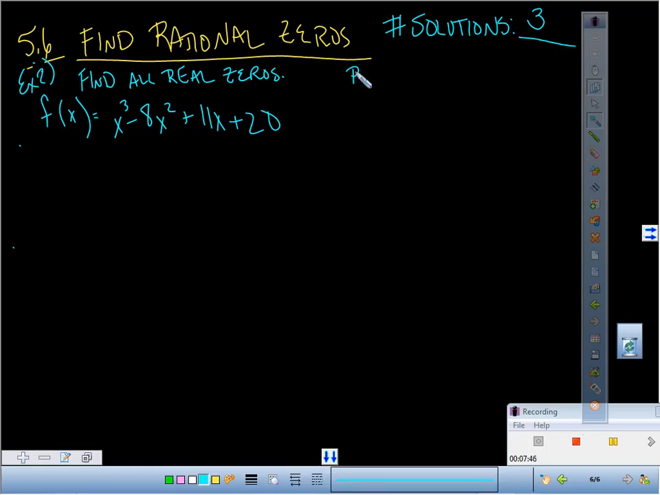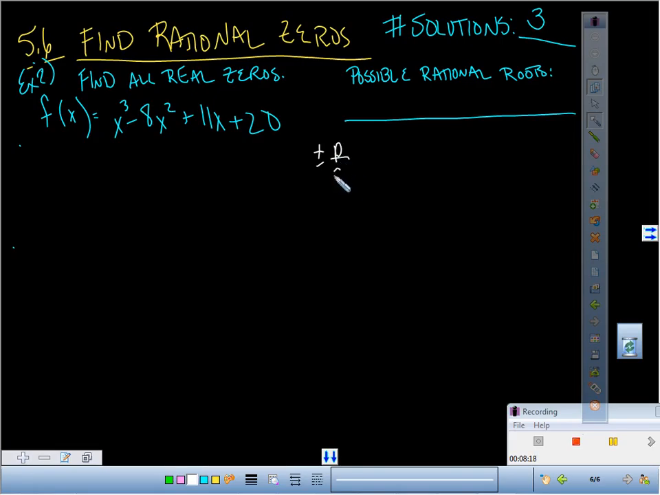We are going to list the possible rational roots. So what I'm going to do is cut the number of possibilities down from infinity, okay, to just a few. I like this because it's kind of like heaven, okay? And it's going to be plus or minus p over q.